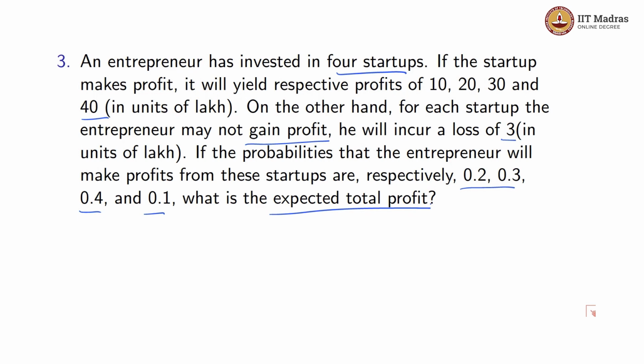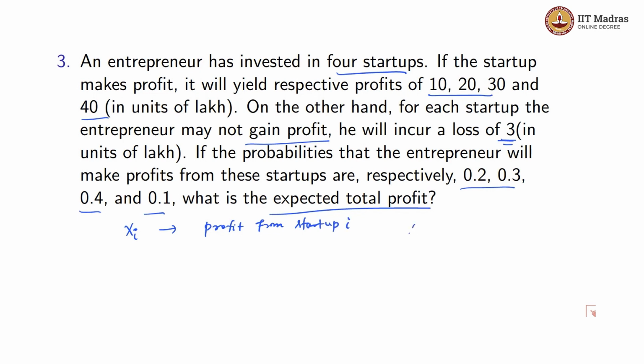Okay, so we have 4 startups. Corresponding to each startup, we have some gains and we have some loss, with some given probabilities. So first we will define our random variable. Let's say we are defining our random variable xi. xi is defined as the random variable that denotes the profit from startup i.